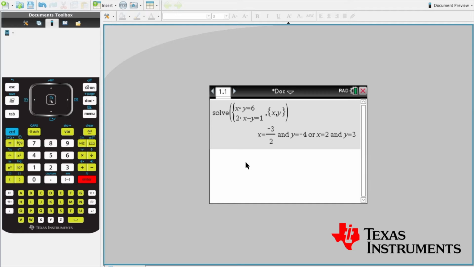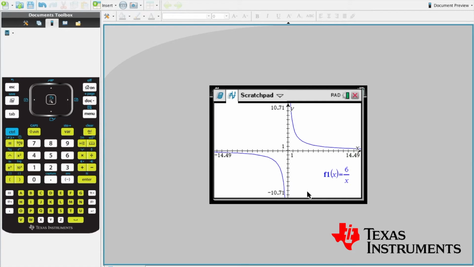Let's go ahead and see what the graph looks like. So inputting our first equation from our system, I typed it in as y equals 6 divided by x. And then we'll go ahead and input the second equation as 2x minus 1, and then hit enter.